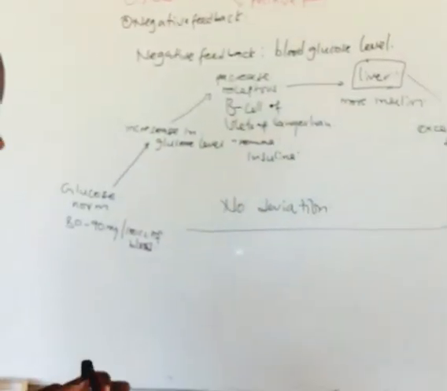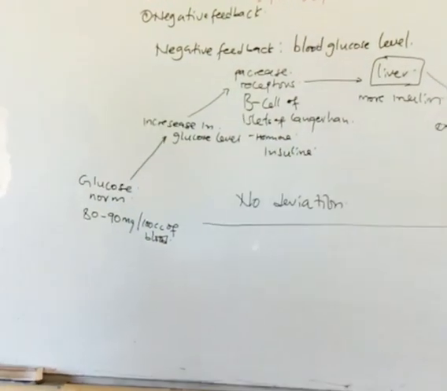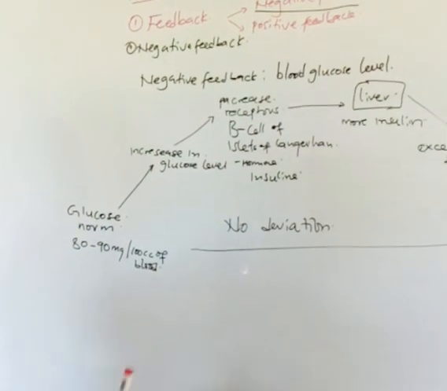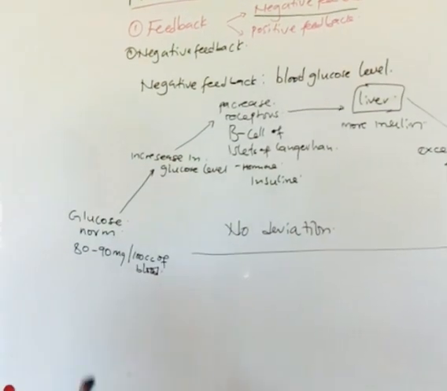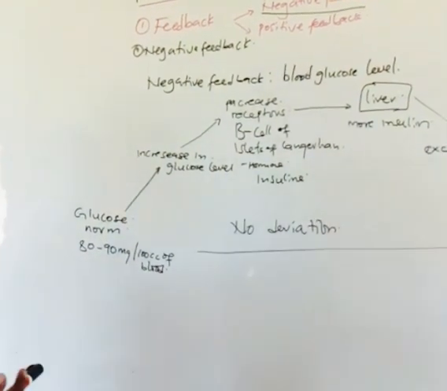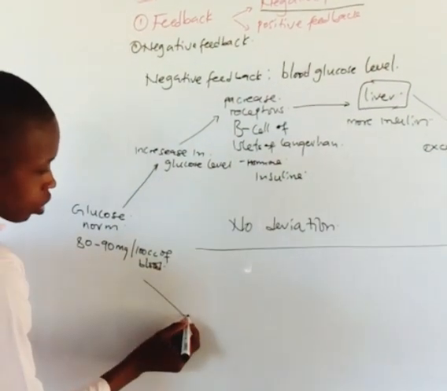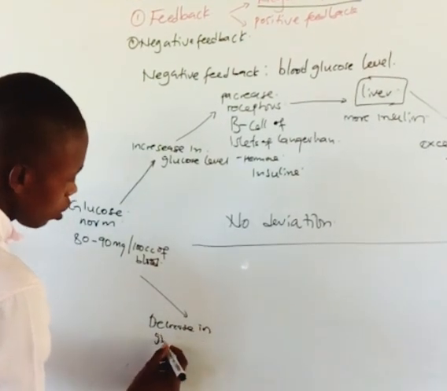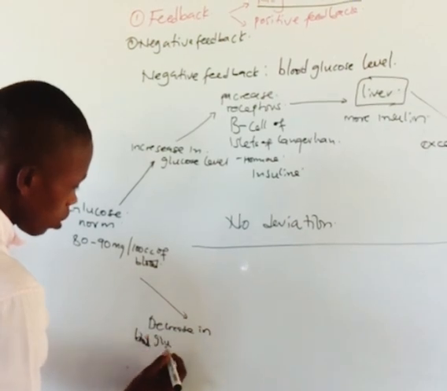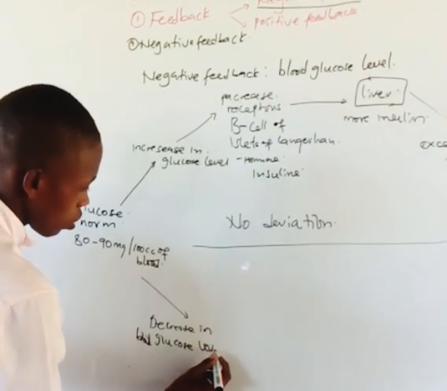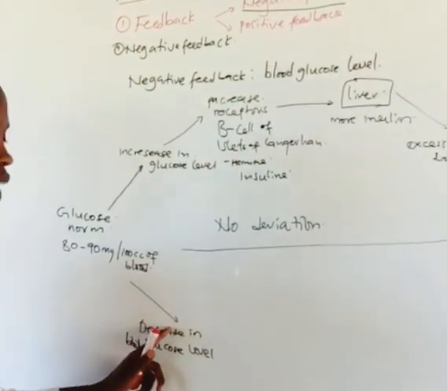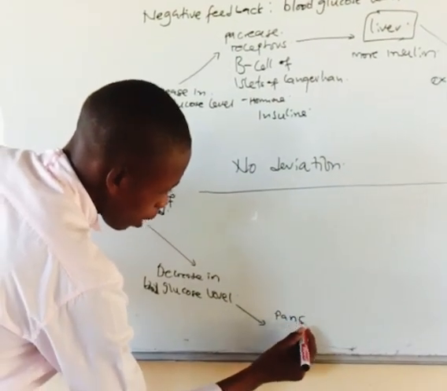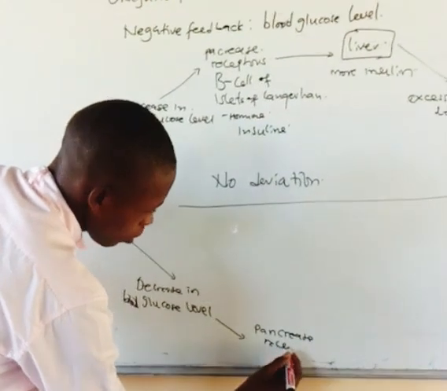There is also a scenario where the glucose level drops to a low level in the blood, for example after vigorous exercise such as athletics, football, and other exercises. The blood glucose reduces. So we shall look at a decrease in blood glucose level. Here the pancreatic receptors respond in the same way as when the glucose level was high.